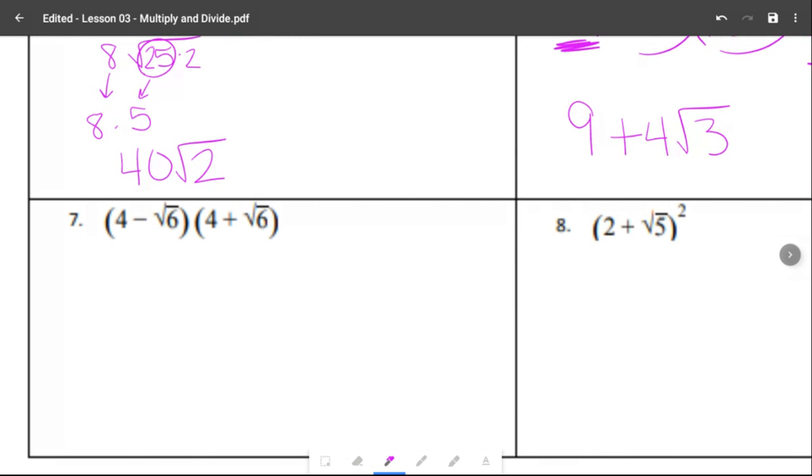Why don't you try number 7? You can press pause, give it a shot, and when you're ready, press play.